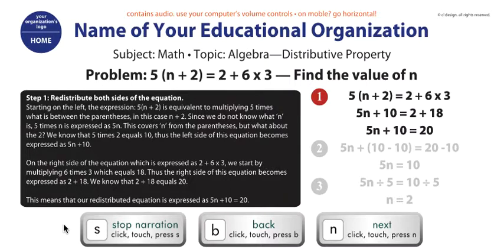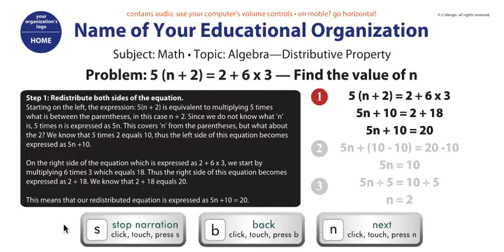Step 1. Redistribute both sides of the equation. Starting on the left, the expression 5(n + 2) is equivalent to multiplying 5 times what is between the parentheses. In this case, n plus 2. Since we do not know what n is, 5 times n is expressed as 5n. This covers n from the parentheses, but what about the 2? We know that 5 times 2 equals 10, thus the left side of this equation becomes expressed as 5n + 10.